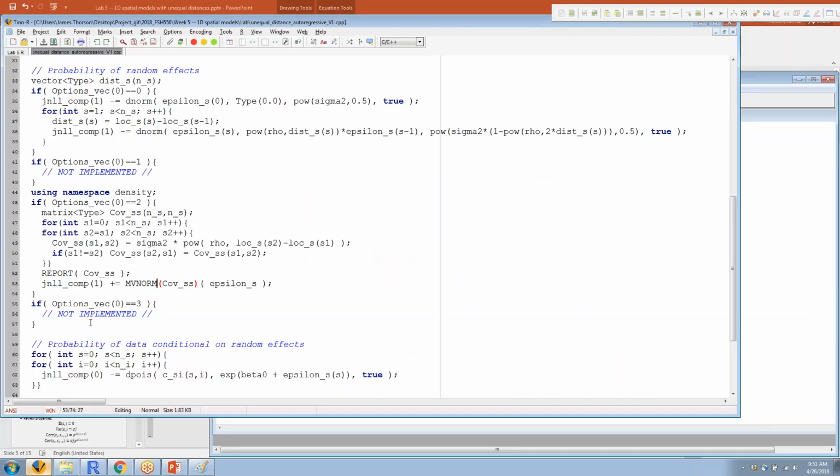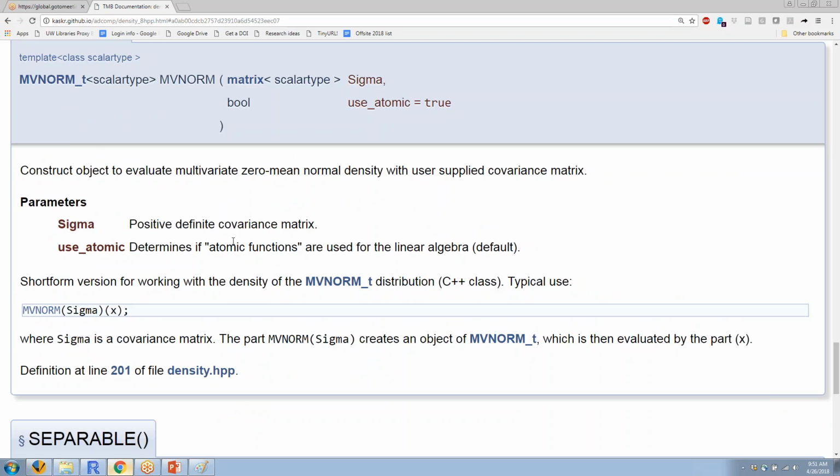But wait, can you open that again? I'm just trying to understand where it's evaluated. Wait, say it again. So the MVNORM is sigma, then close parentheses, and then it has the x. Yeah, totally. And so what is it doing with that?